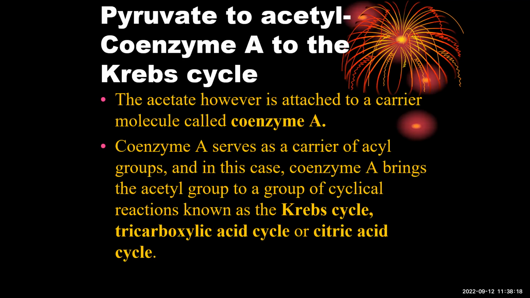Pyruvate gets sent to the mitochondria. In the mitochondria, it's converted to acetate. And that acetate is linked to a carrier called coenzyme A. Coenzyme A is going to carry acyl groups. Coenzyme A is made using the vitamin pantothenic acid. Pantothenic acid. Coenzyme A, by the way, the acetate, in that process, you generate 1 more NADH.